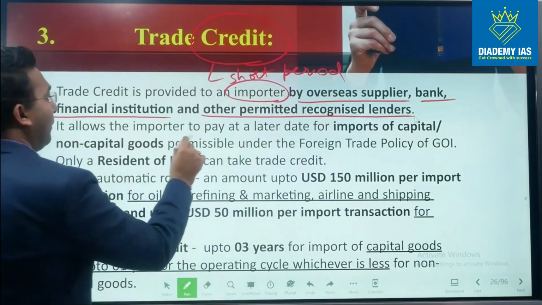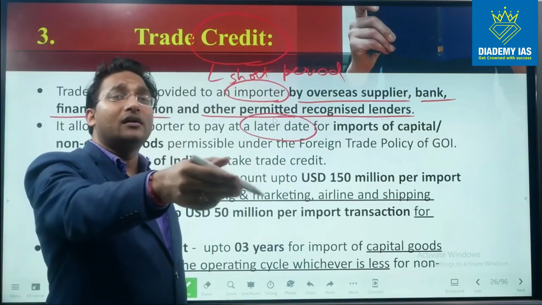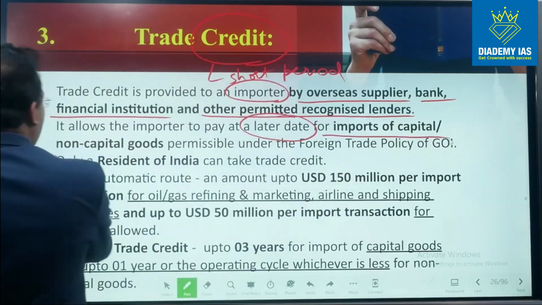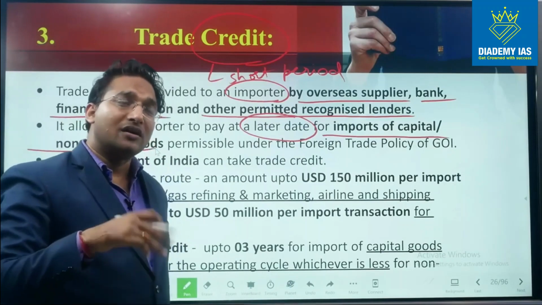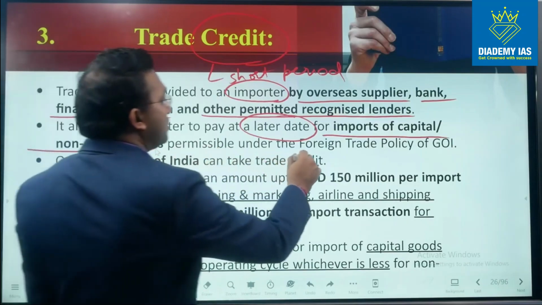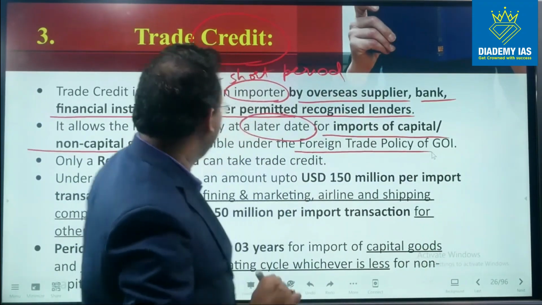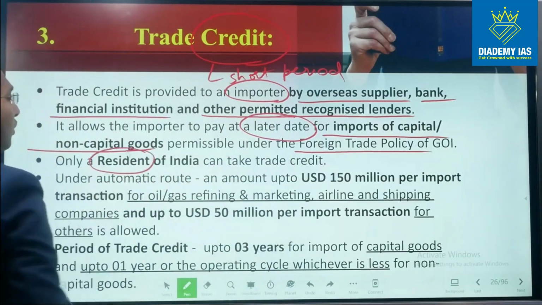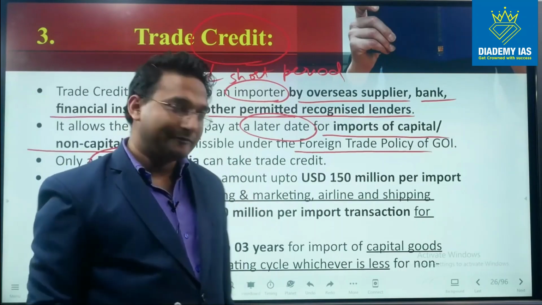It allows the importer to pay at a later date. I gave the example that now the importer can pay after 1 year, 2 years. Meanwhile, the importer can earn the money. It is for import of capital or non-capital goods. It can be either capital goods like machinery or non-capital goods like simple raw material, permissible under the foreign trade policy of the government. So only for those goods which are permitted in the foreign trade policy of the government of India. Only a resident of India can take trade credit. So only and only a resident of India, that means NRI, PIO, foreign citizen, they are not allowed.